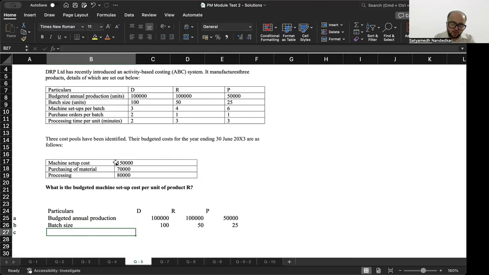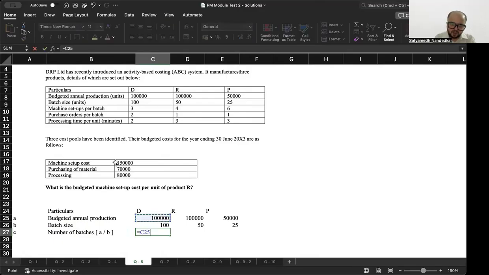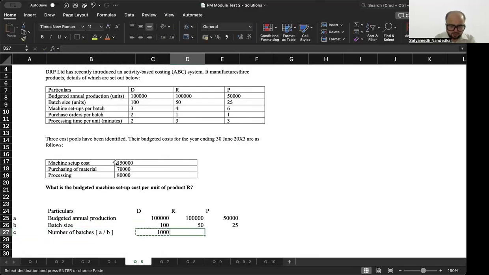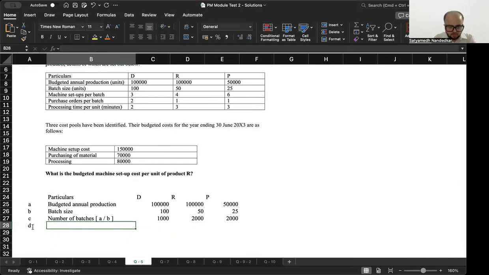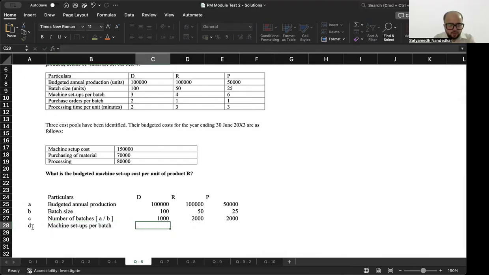You have budgeted production, you have batch size, you can get number of batches. How do you get number of batches? It is A upon B. 1 lakh upon 100. You want budgeted machine setup cost per unit of R. You have the details on number of batches, machine setups per batch: 3, 4, and 6.